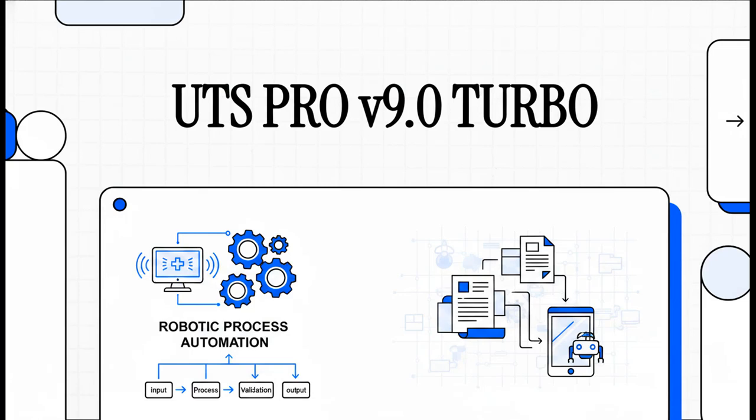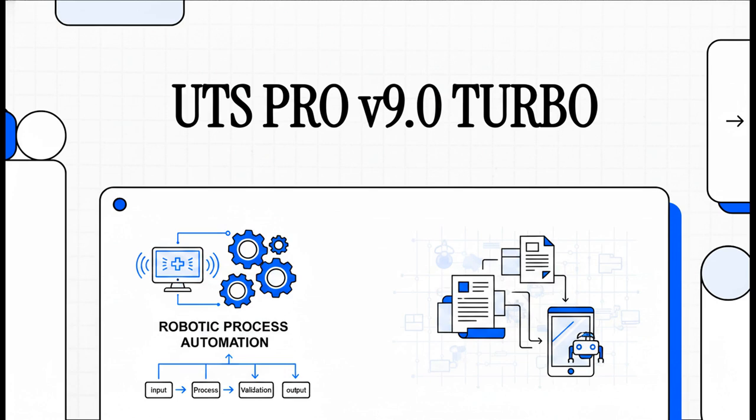Welcome to this explainer where we're going to completely tear down the architecture of a really fascinating piece of software, UTPS PRO v9.0 Turbo. If you've ever dealt with medical tenders, you know all about the massive administrative bottleneck of tracking and validating medical devices. Well, this software is built specifically to crush that problem using sophisticated robotic process automation, or RPA.